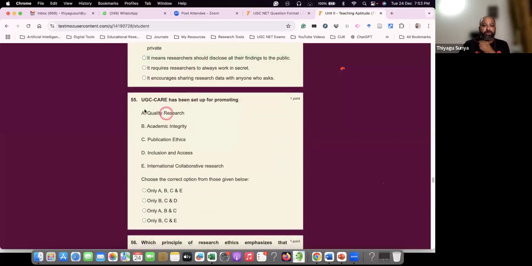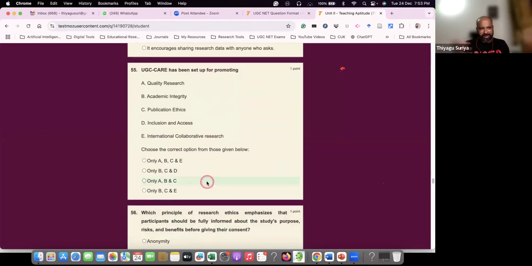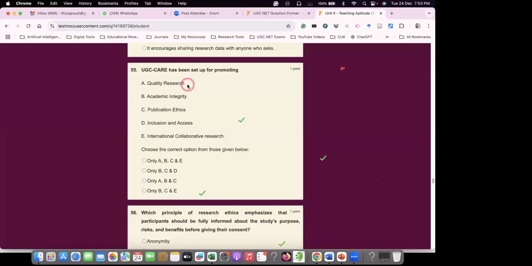Now the question: UGC CARE has been set up for promoting what? What will be the answer? Kindly find the most appropriate answer for this. UGC CARE has been set up for promoting... Which is the correct answer? It should be qualitative research. Is it correct or wrong?